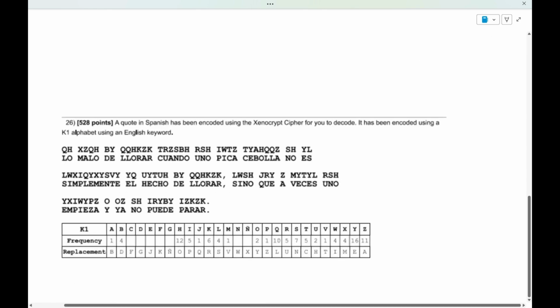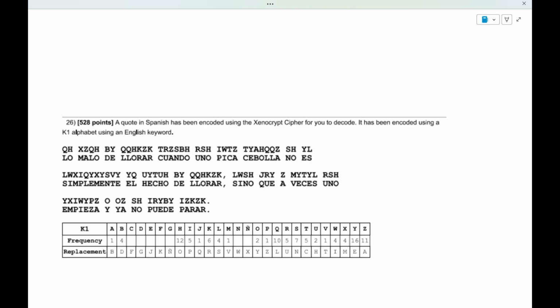What you should have gotten is lo malo de llorar cuando uno pico cebolla no es simplemente el hecho de llorar, sino que a veces uno empieza y ya no puede parar. So this roughly translates to, the bad thing about crying when an onion is cut isn't just the fact that you're crying, it's the fact that you can't stop once you've started crying.